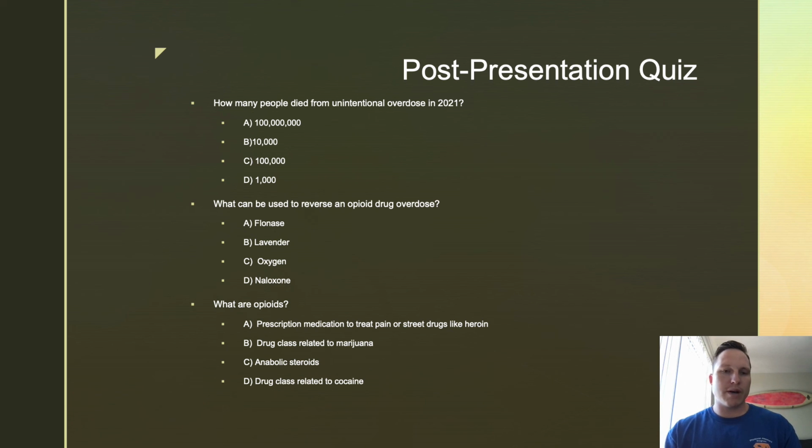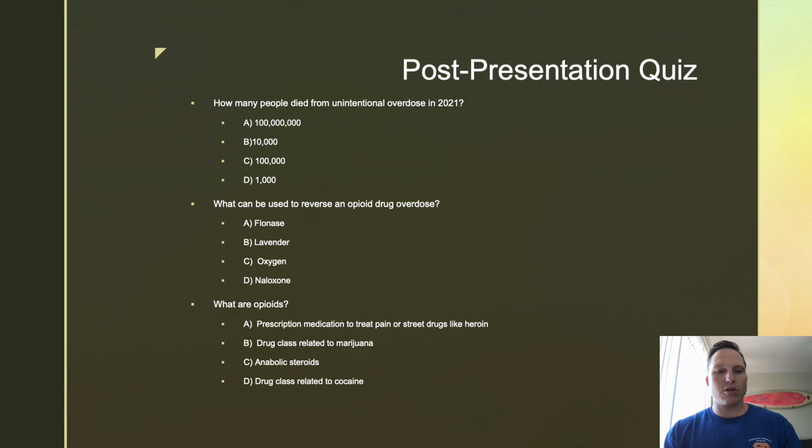So the first question was, how many people died from unintentional overdose in 2021? The choices were A, 100 million, B, 10,000, C, 100,000, D, 1,000. And the answer is C, 100,000. The next question is, what can be used to reverse an opioid drug overdose? A, Flonase, B, lavender, C, oxygen, and D, naloxone. And the answer is D, naloxone.